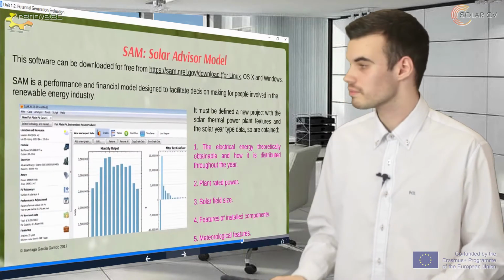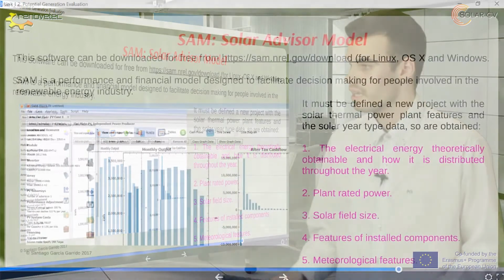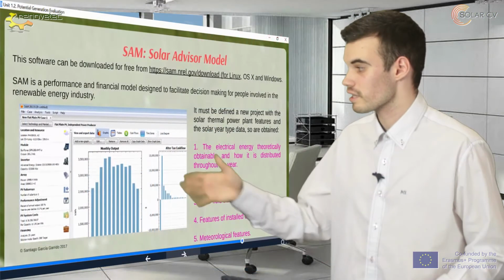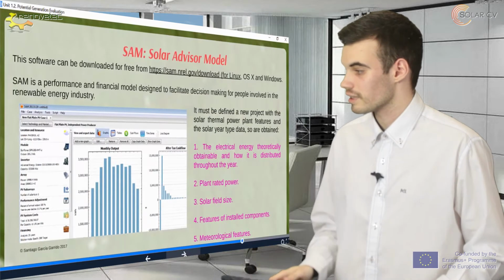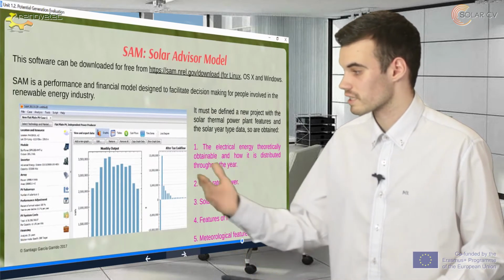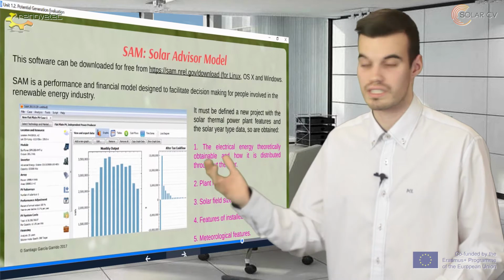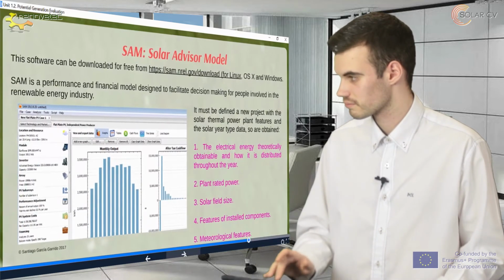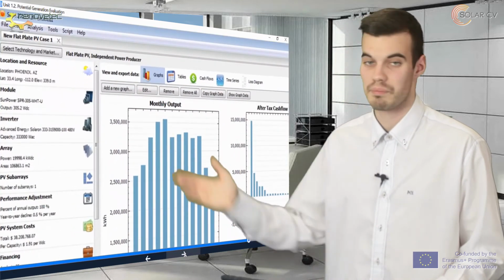SAM is the acronym of System Advisor Model, and it can be downloaded on this page. If we define some concepts, for example, the solar thermal power plant features and the solar year type data, we are going to obtain the electrical energy theoretically obtainable, the plant rated power, solar field size, features of installed components, and meteorological features. Here we can see a picture of the program.